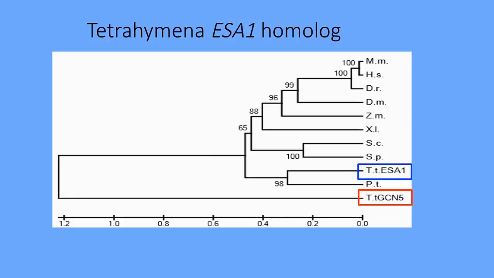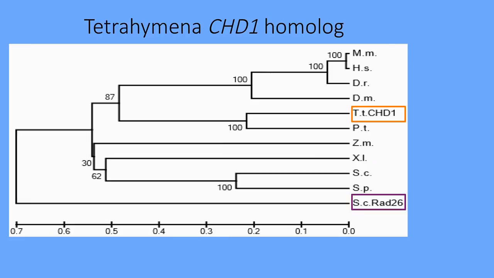Now ESA1, it's more distantly related, and you can see that it kind of just groups with all of the major ones from other organisms, but pretty far away, and GCN5 is way out there for rooting.